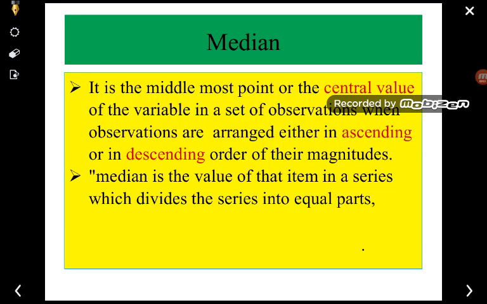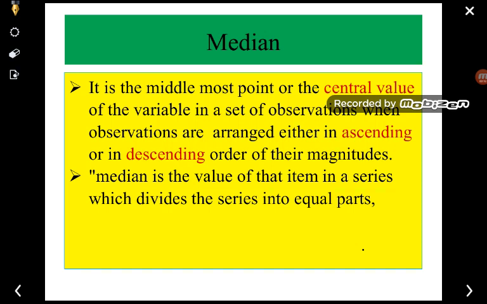Students, today we are going to deal with the next topic, that is median. Yesterday in the yesterday lecture we have already covered the mean, that is measurement of the arithmetic mean of the group data as well as the ungrouped data.